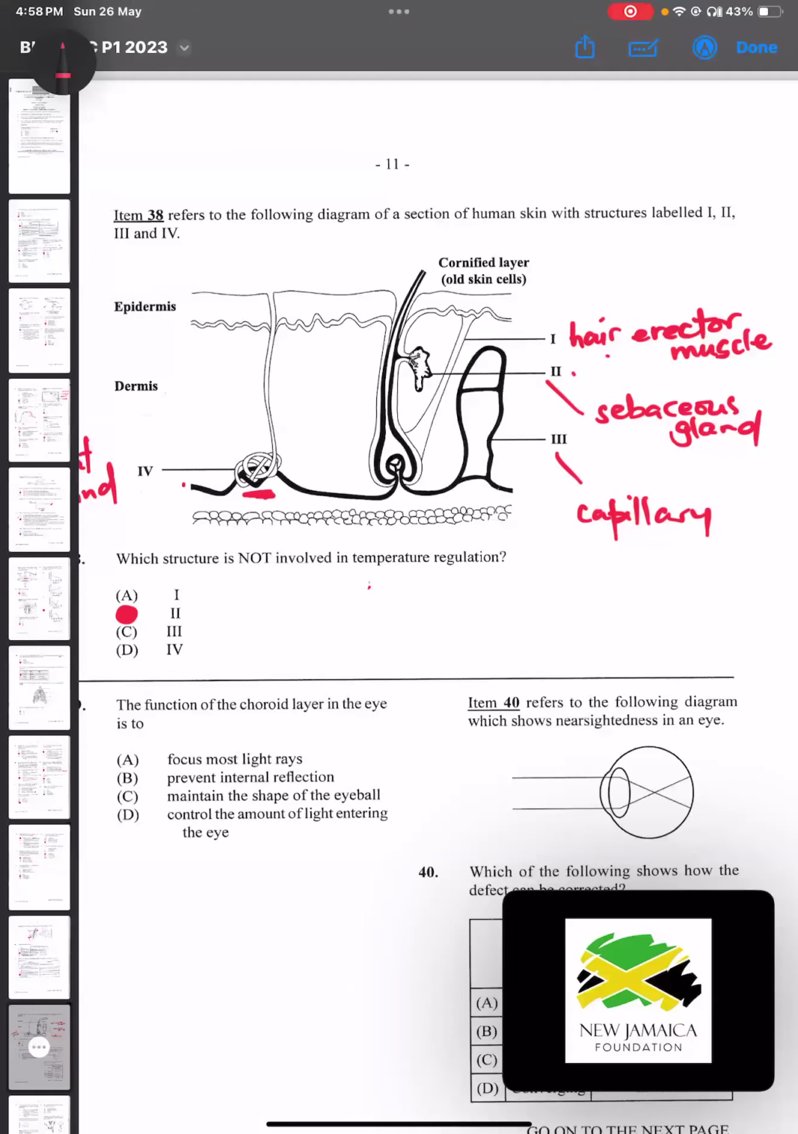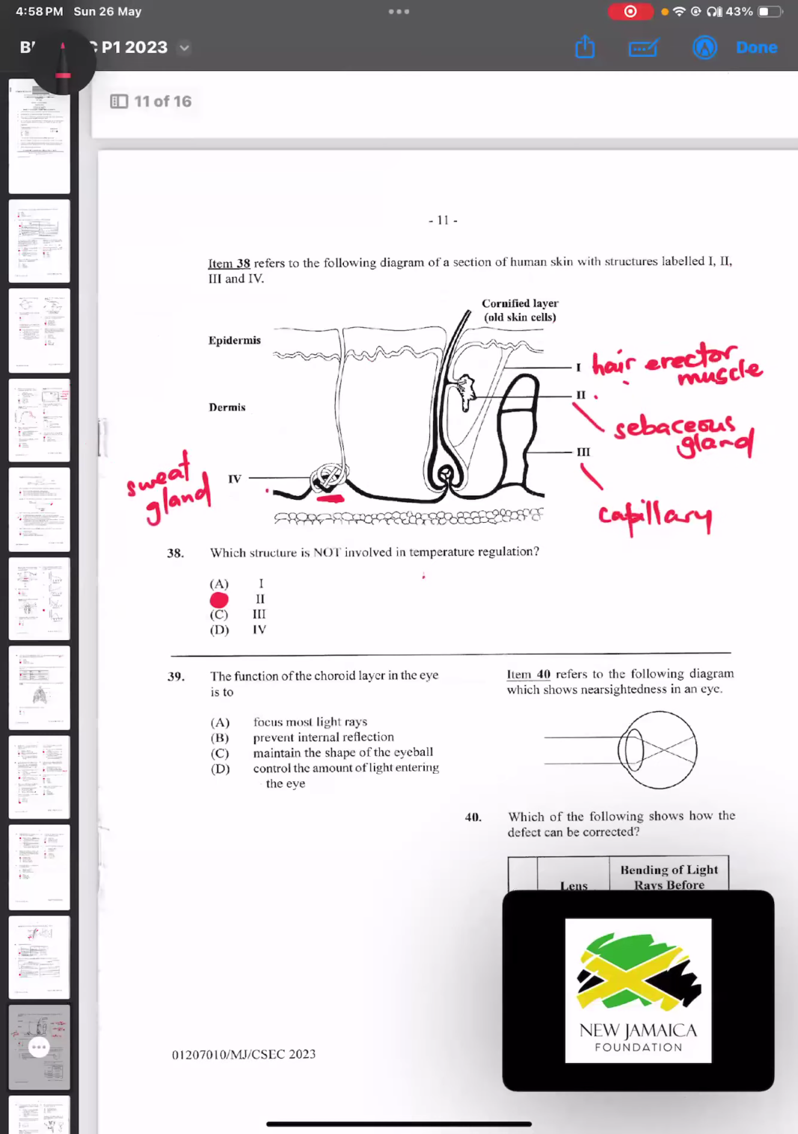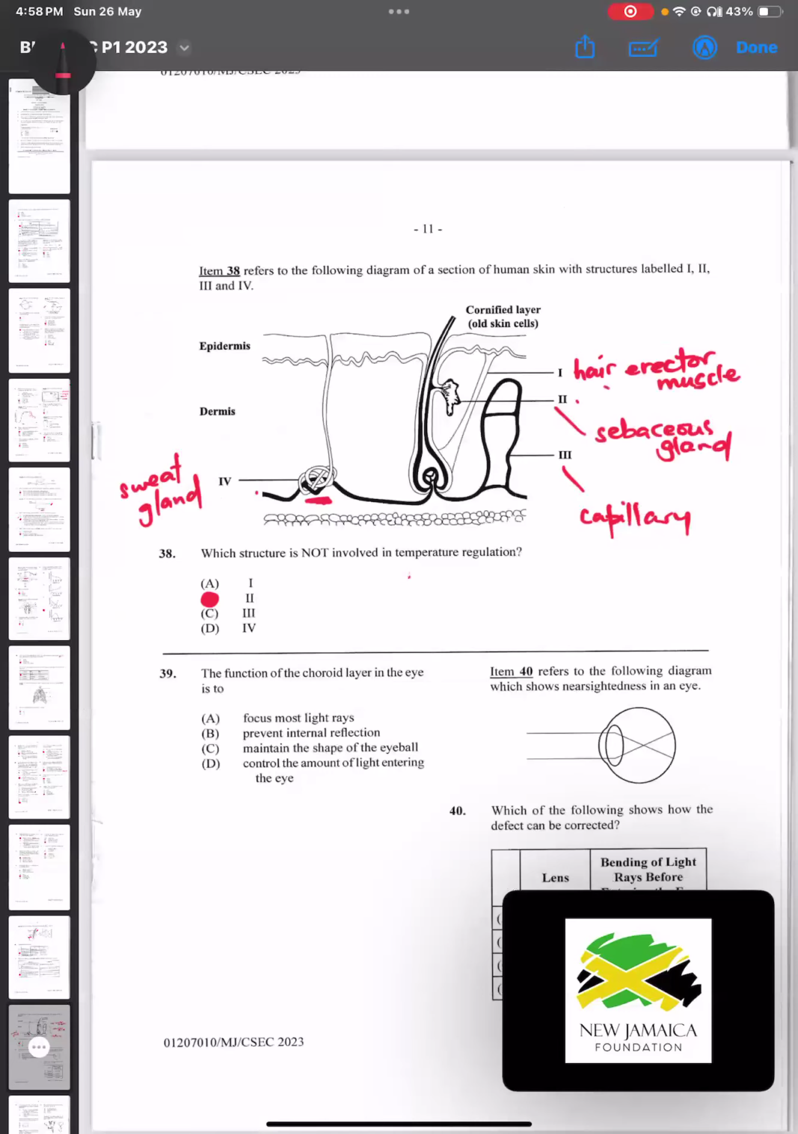Your hair erector muscle is involved in temperature regulation because if you are hot, your hair is going to lie closer to your skin. If you're cold, it is going to stand up to keep you warmer. And then we obviously know that the sweat gland is involved. Your sebaceous gland, all it does is secrete oils. So that is not directly involved in temperature regulation.